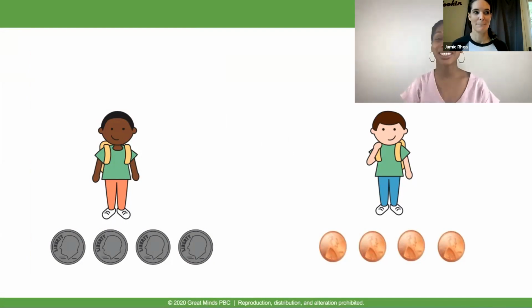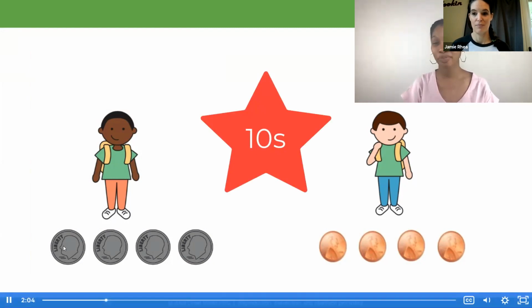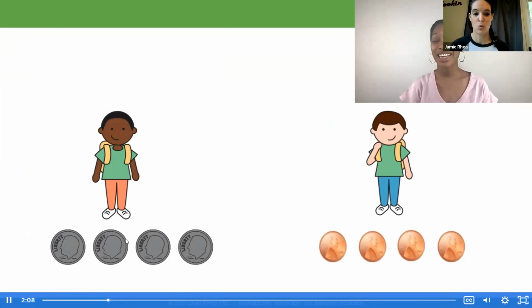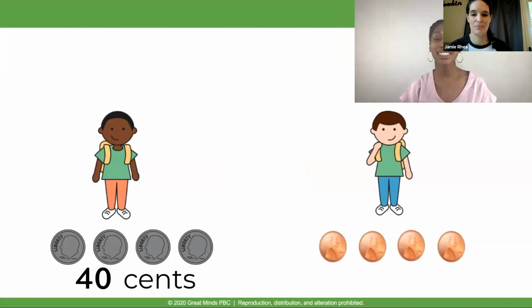Yes, 10 cents. This means that we can count by tens. Ready? Let's count by tens together. Get ready. Here we go. 10, 20, 30, 40. So he has 40 cents. How much money does Jackson have? 40 cents. That's right. Jackson has 40 cents.